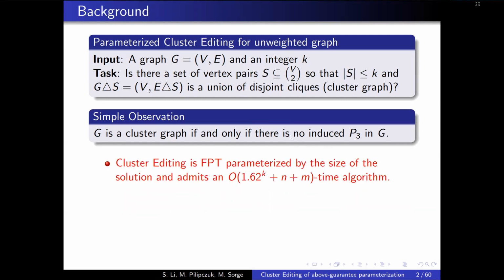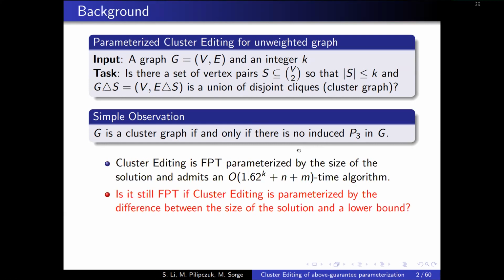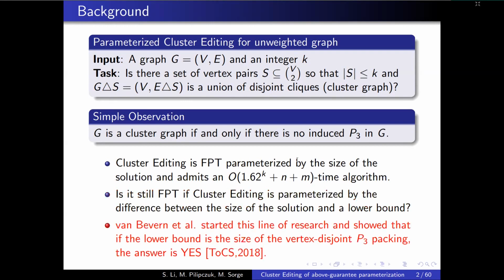Cluster editing is FPT parameterized by the size of the solution, and this is the running time of the fastest algorithm for cluster editing now. A natural question is, is this problem still FPT if cluster editing is parameterized by the difference between the size of the solution and the lower bound? Bevan et al. started this line of research and showed that if the lower bound is the size of the vertex disjoint P₃-packing, then the answer is yes.